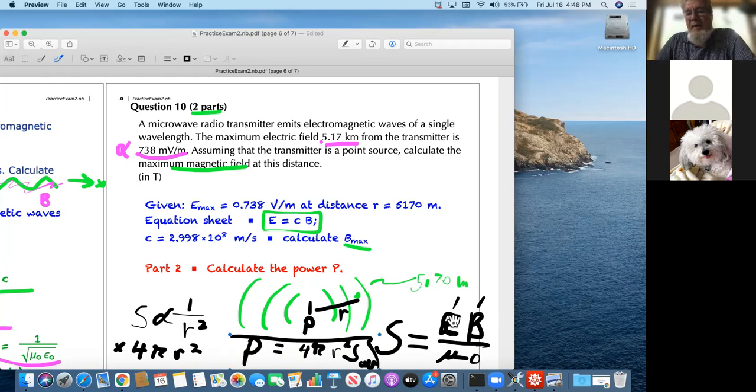When you take the time average, E oscillates as sine omega t. B oscillates as sine omega t. The product goes like sine squared of omega t. Sine varies between -1 and 1. Sine squared varies between 0 and 1. The average of sine squared will be a half. So you probably want S to be E max, B max over 2 mu zero to get the average of the Poynting vector.